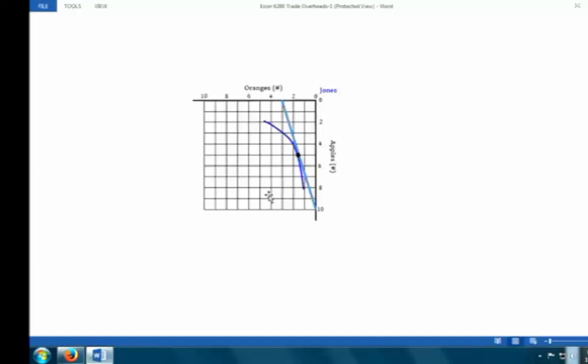But I've actually adjusted his indifference curves to also give him a nice intersection in the no-trade situation of 5 apples in this case and 1.5 oranges. So he's on his midpoint of his PPF again. Doesn't have to be that way. It just happened. It just draws up nicely that way.